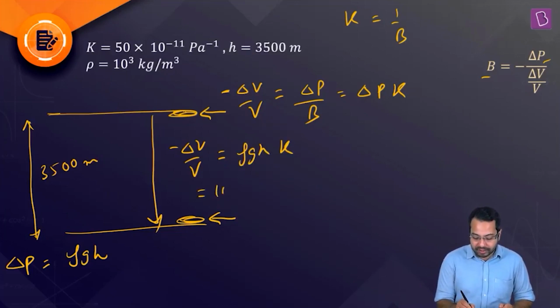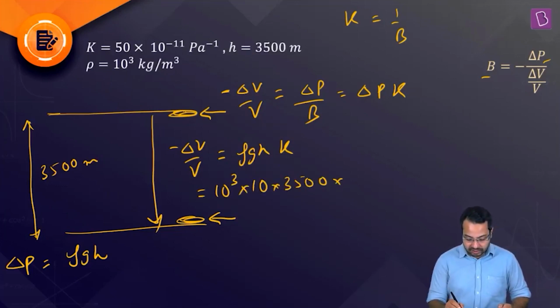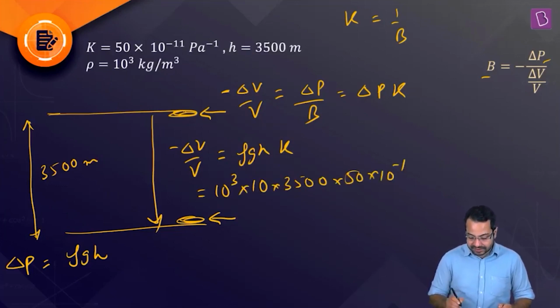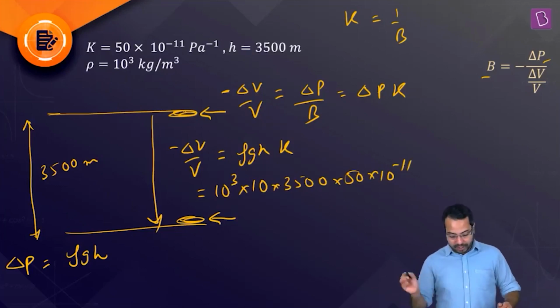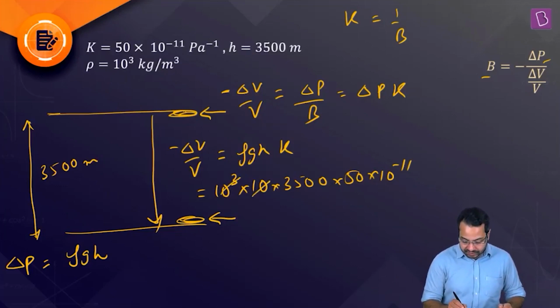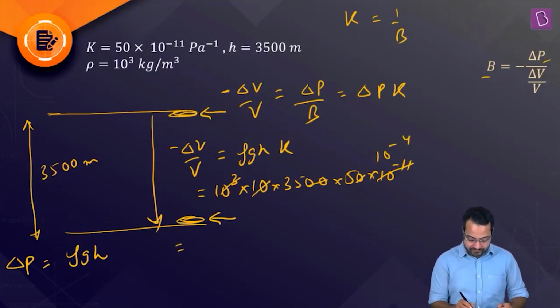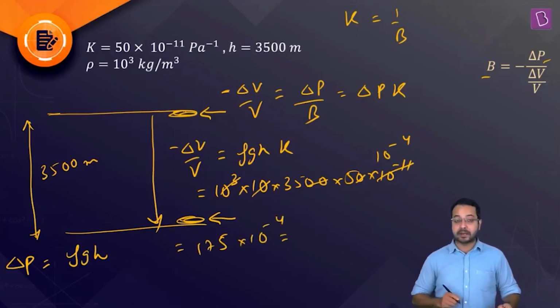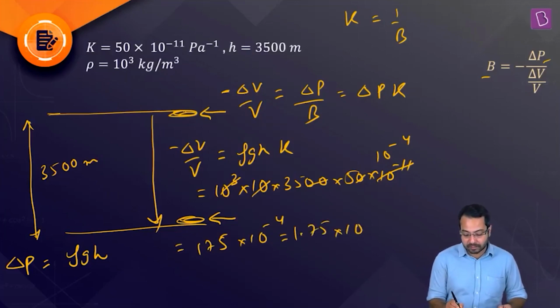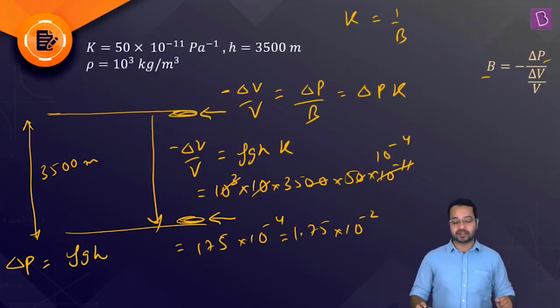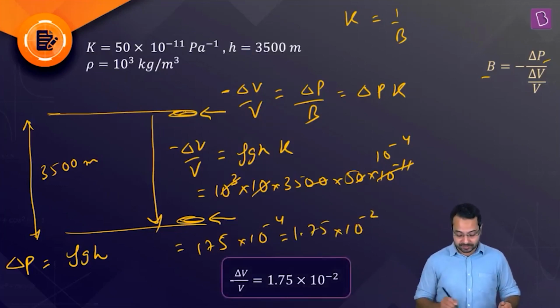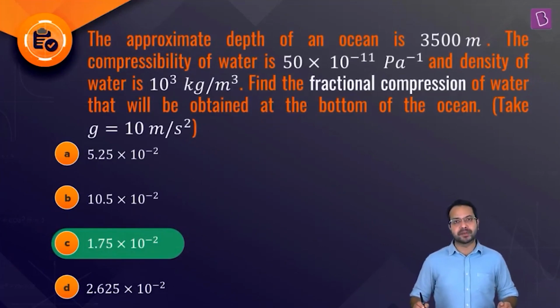So this becomes rho 10 to the power 3, G is 10, H is 3500, and K is 50 into 10 to the power minus 11. What are the things that go away? This is 3, this is 4, this is 2, 6, and these are 7 zeros. So this becomes 10 to the power minus 4. And what do we have? We have 35 into 5. So 25, 2, 15, 175 into 10 to the power minus 4. And finally, I'm going to get 1.75 into 10 to the power minus 2. This is the fractional compression, and that should be my answer. Now let's have a look at the options. So option C is going to be the right answer.